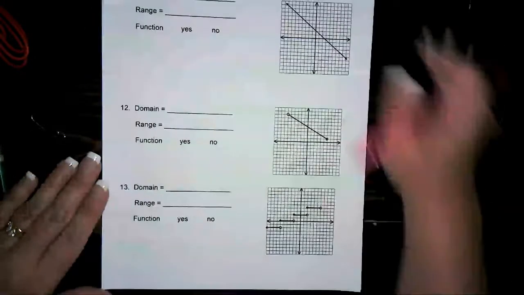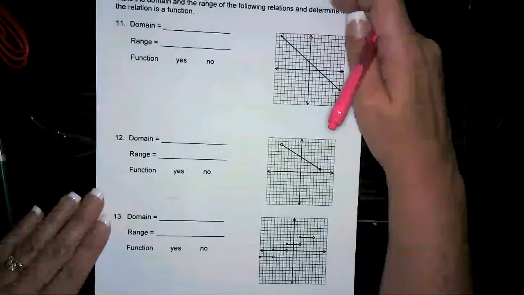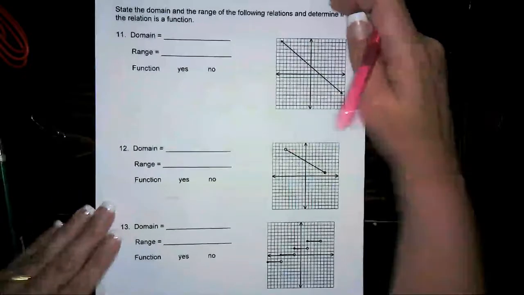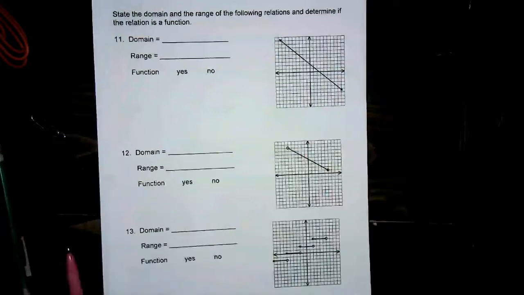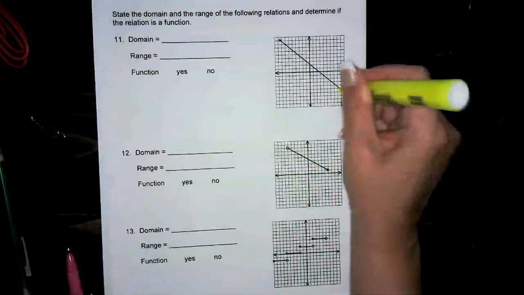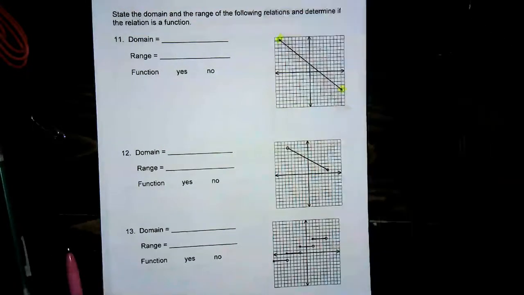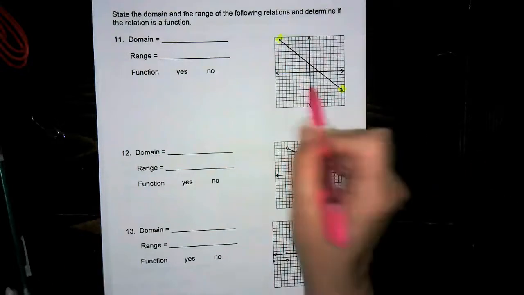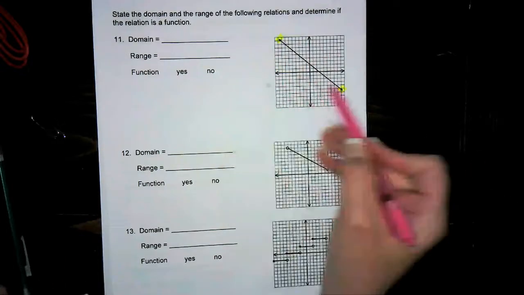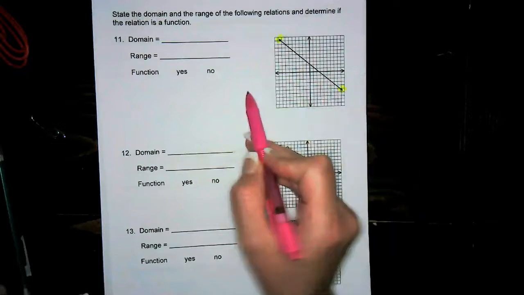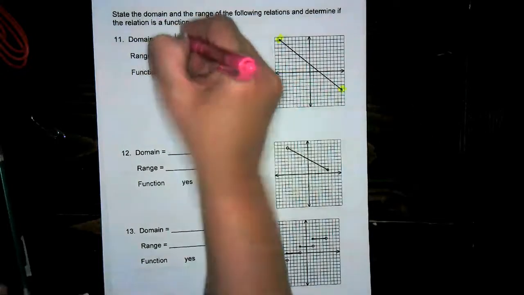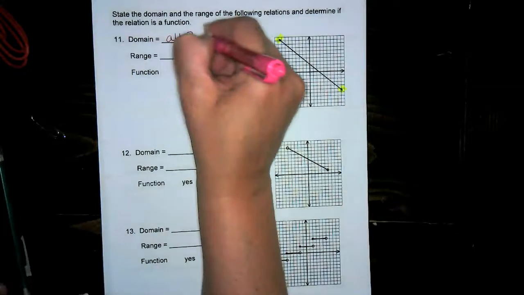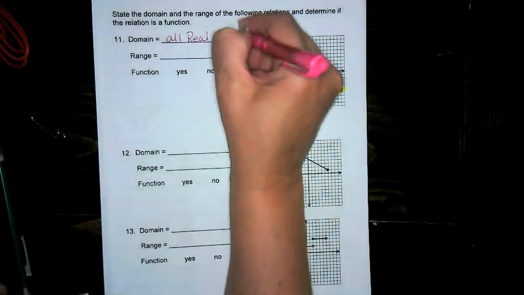All right, let's talk about domain and range from a graph. Okay, so looking at number 11 here, I want to draw your attention to those arrows on the end. Those are important. Shows us that the graph continues to keep going. So if my domain is my x's, so I'm looking left to right here, I notice that my arrows tell me I'm going to keep going. So that means my domain is all real numbers.